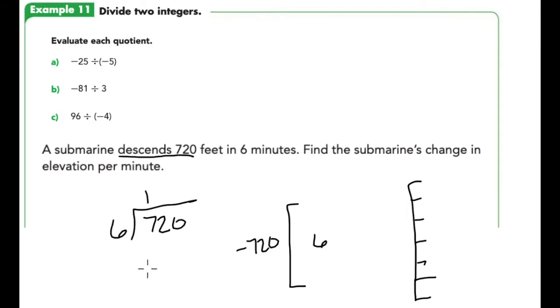6 goes into 7 one time. That leaves us with 12. It goes into 12 twice. And it cannot go into 0. So that is 120. That 120 represents a negative 120. So what that means is that it goes down 120 feet in 1 minute. So to find the submarine's change in elevation per minute, we could say the submarine descended 120 feet per minute, or we could say the submarine decreased 120 feet per minute.